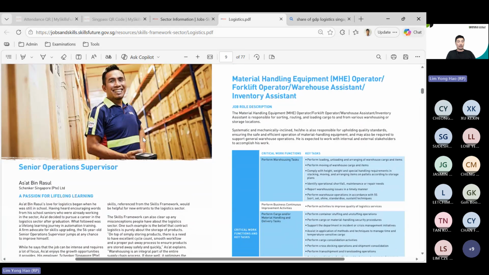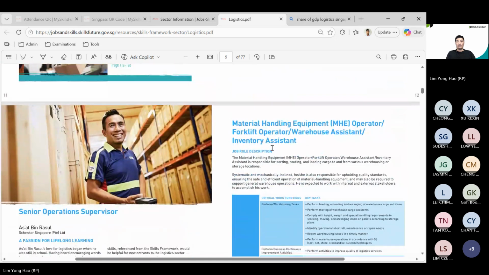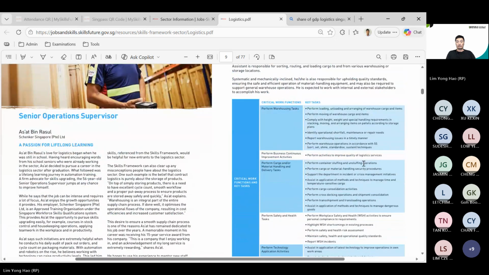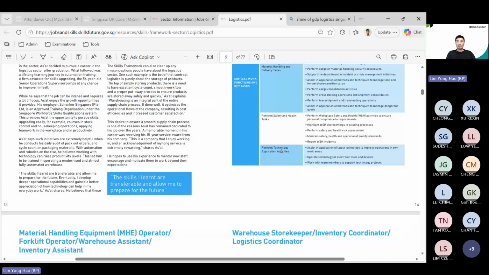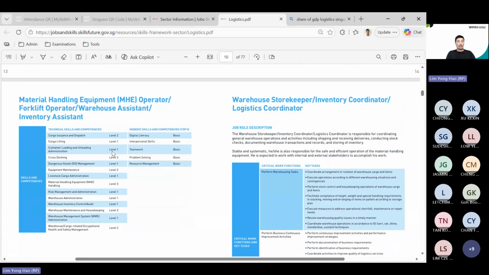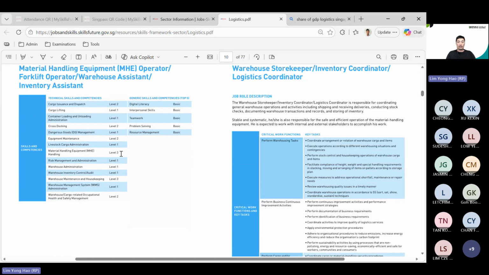job family. So they have an example of a person, job description. So all these are tasks within each of these functions. Then you have the skills, and they have level 1, level 2, level 3, so the idea is similar. The higher the level, the more training and preparation you need. The lower, the less preparation you need.